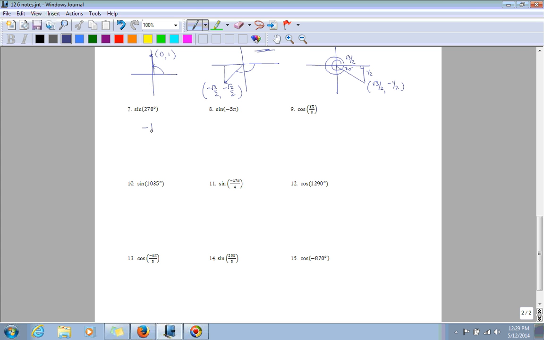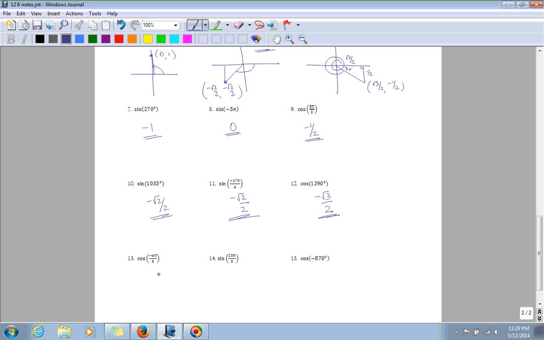The answer to this one is negative 1. Sine of negative 5 pi is 0. Cosine of 8 pi over 3 is equal to negative 1/2. Sine of 1035 degrees is negative square root of 2 over 2. Sine of negative 17 pi over 4 is negative square root of 2 over 2. Cosine of 1290 is negative square root of 3 over 2.